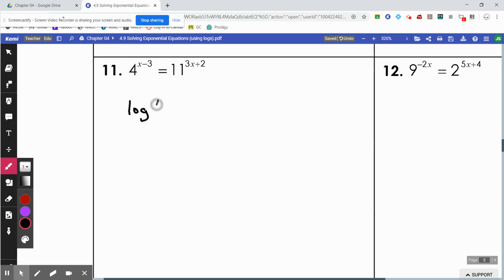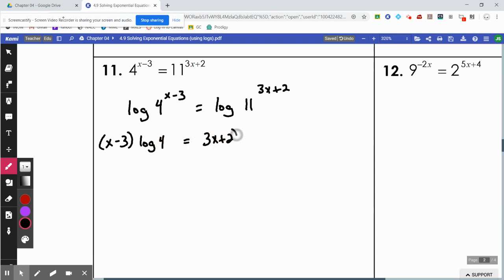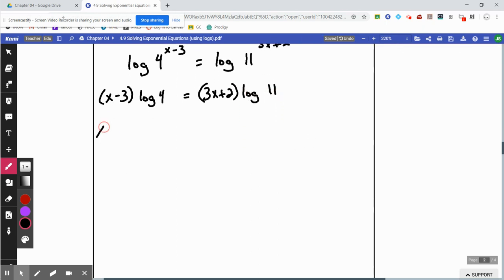Number 11. Same thing, take the log of both sides, and leave yourself some space, I keep forgetting. The log of 4 to a power equals the log of 11 to a power. Move your powers down front, and again, I didn't leave enough space, so I'm just going to rewrite it. X minus 3 times log of 4 equals 3x plus 2 times log of 11. Distribute, that'd be x times log 4 minus 3 times log 4 equals 3x times log 11 plus 2 times log 11.